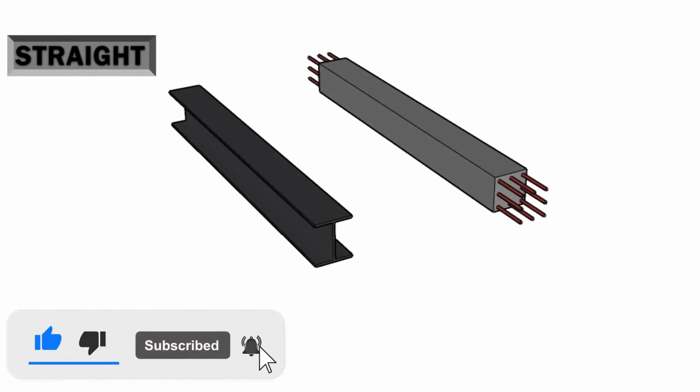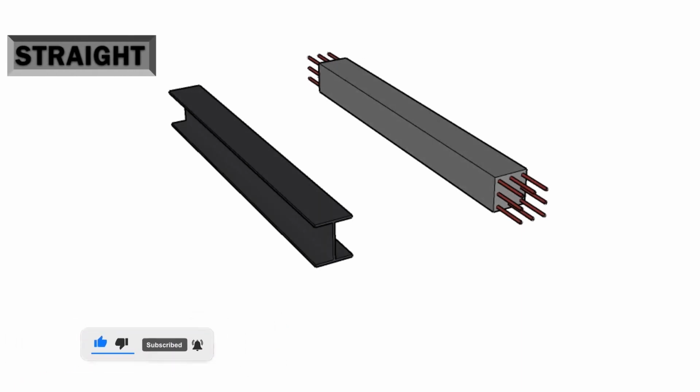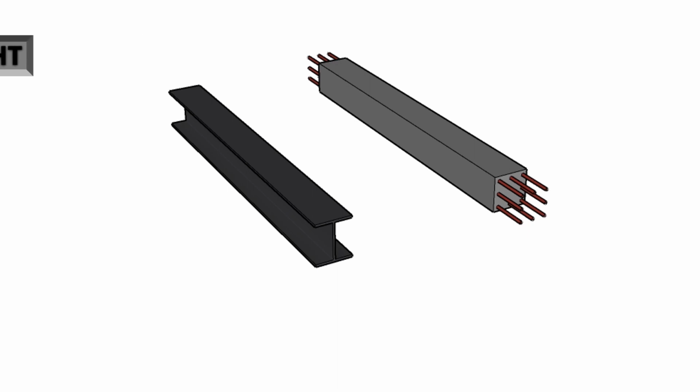Straight beams are the most common and straightforward type of beams. They run in a straight line between their supports and are used in a wide range of structural applications, including building frames, bridges, and overhead supports.